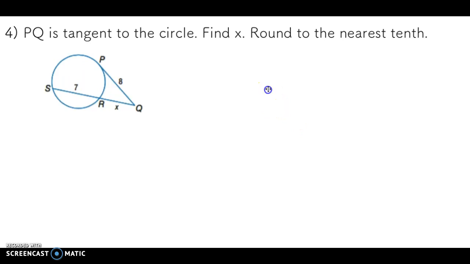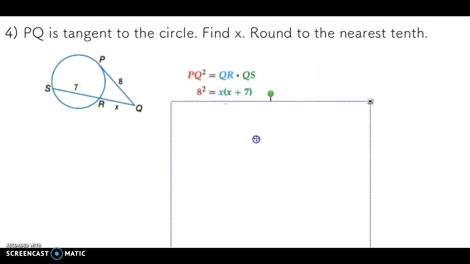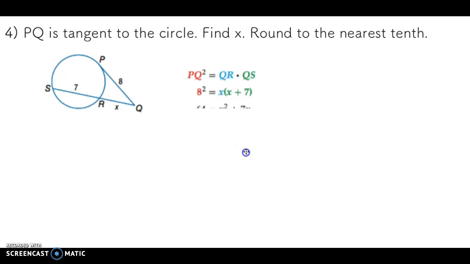All right, let's see what you got. So we know that PQ is a tangent line, so what I can do is set 8 squared equal to x times x plus 7. Now I just use algebra to solve for x. So I have 64 equals x squared plus 7x after I distribute my x to everything inside of the parentheses.